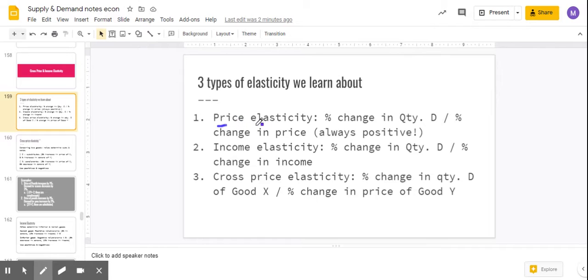Okay, so make sure you know price elasticity of demand, which is always positive. We're always using absolute values there. For example, if the price were to decrease or quantity were to decrease, don't worry about negatives. We're just using positive numbers here.